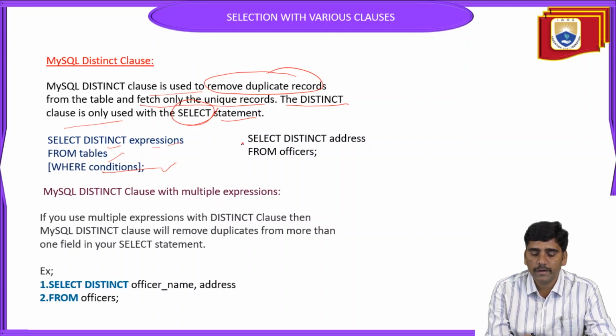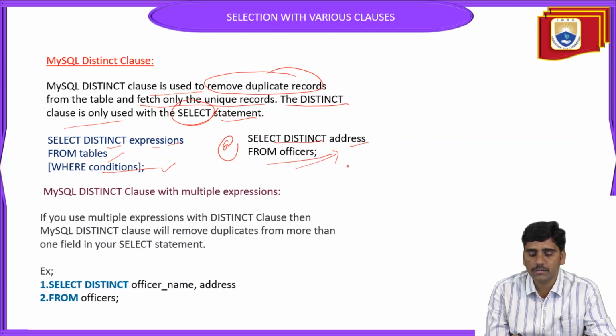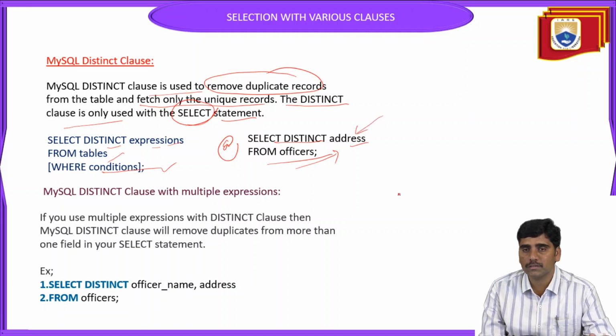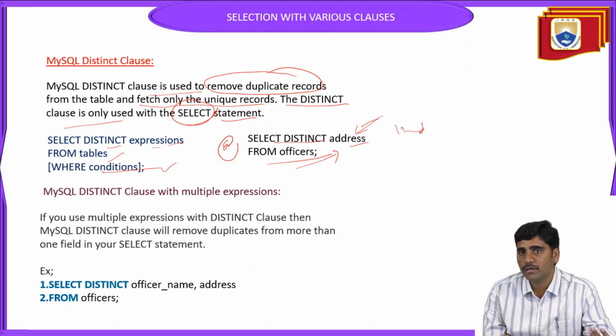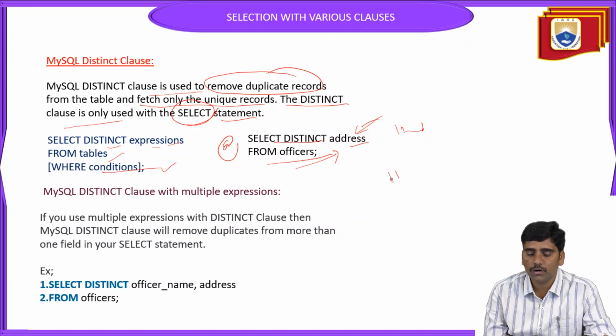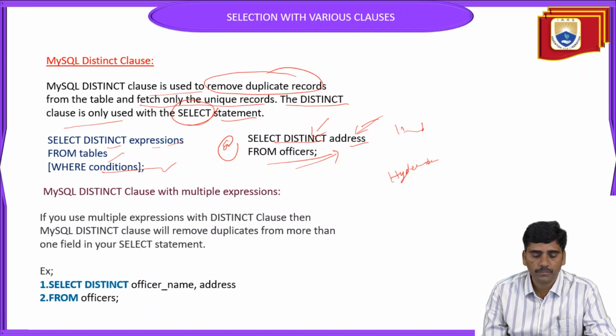Suppose the example: SELECT DISTINCT address FROM officers. That means whoever has the same address will get the unique values. They are not having any duplicates. Suppose the address is Hyderabad. Different types of values will be there, but among all of them it displays only one value of Hyderabad. So that is removing the duplicate records.